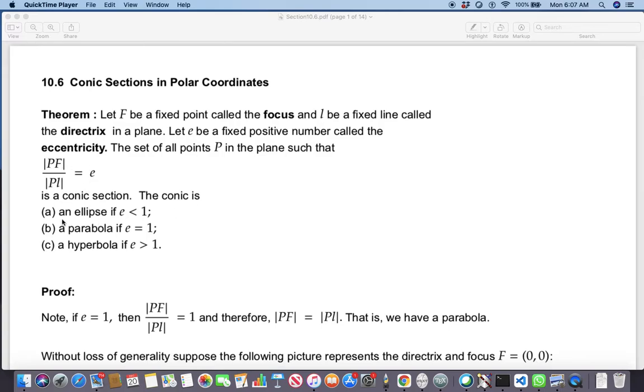The conic is an ellipse if e is less than 1, a parabola if e equals 1, and a hyperbola if e is greater than 1. So notice, if e is less than 1, then the distance of P from F is less than the distance of P from L. If e equals 1, then the distance of P from F equals the distance of P from L. If e is greater than 1, then the distance of P from F is greater than the distance of P from L.